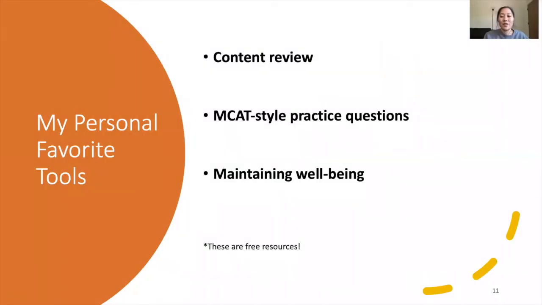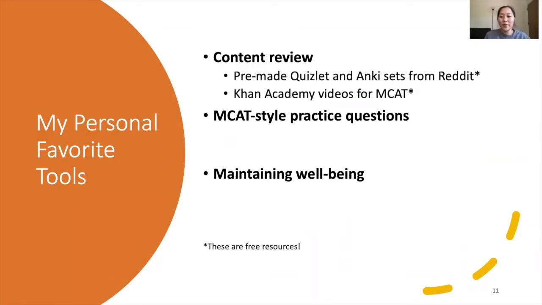And last, I'd like to finish off with my personal favorite tools for the MCAT. For content review, I really liked using pre-made Quizlet and Anki sets from Reddit. This may sound weird to some of you, but the MCAT Reddit section actually has some really good and valuable free resources. There are people who scored extremely well, like 99th percentile, and have shared their extensive Quizlet or Anki sets that they've already made to study and memorize all the content. This really saved a lot of time for me. I didn't have to make everything from scratch. It's already all made for me.